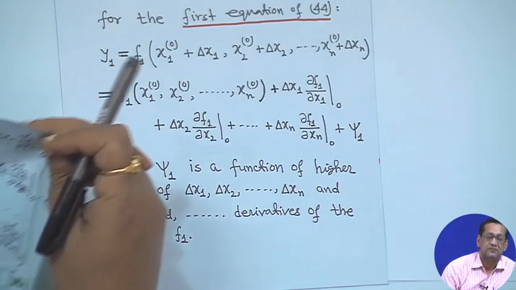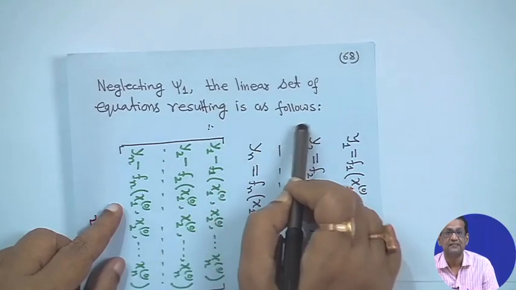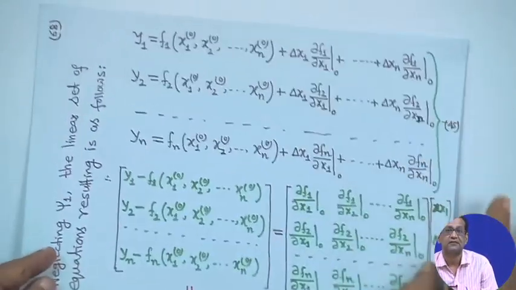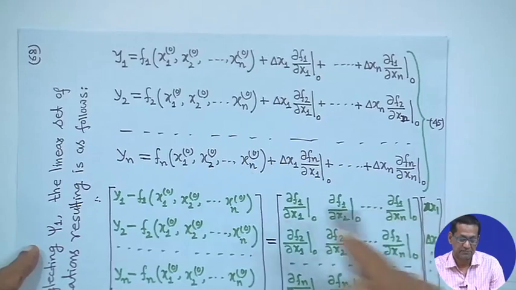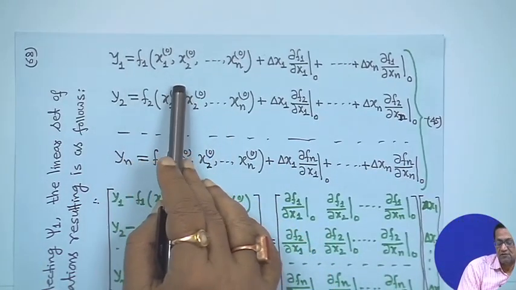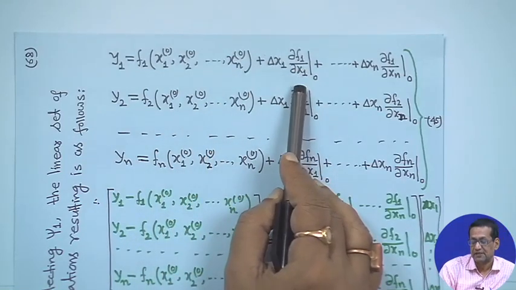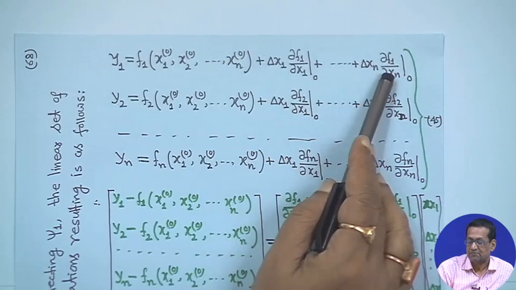So, next I will rotate this one. Neglecting psi 1, the linear set of equations resulting is as follows. So, I will rotate this. That means y 1 is equal to f 1 (x 1 0, x 2 0, up to x n 0) plus delta x 1 del f 1 upon del x 1 plus up to delta x n del f 1 upon del x n.